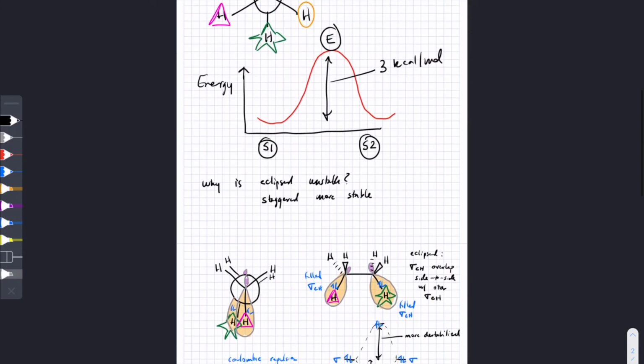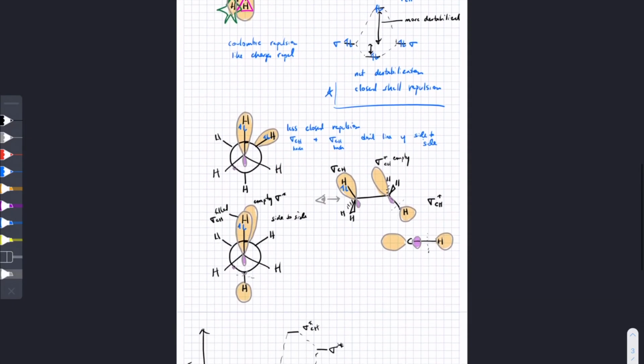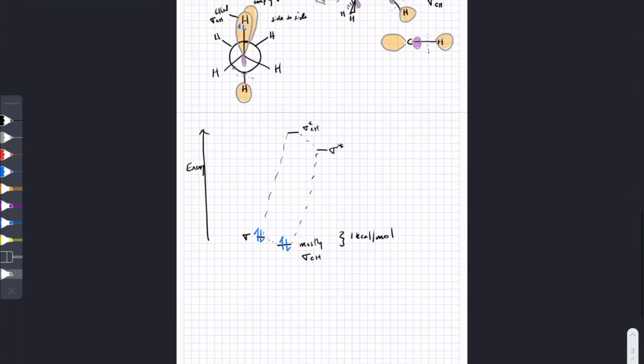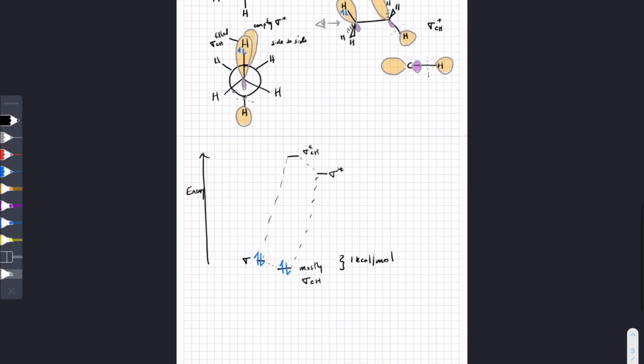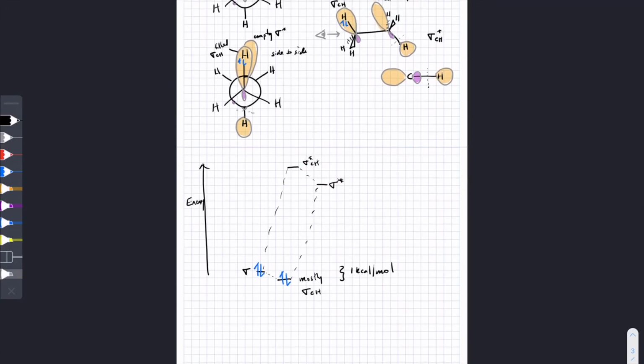So overall, the staggered conformation is 3 kilocalories per mole lower in energy than the eclipsed. This idea of a filled orbital overlapping with an adjacent empty orbital, technically, it has a name that derives from valence bond theory. It's called hyperconjugation. It looks like pi-type overlap, only it's not involving p orbitals. So we call it hyperconjugation.